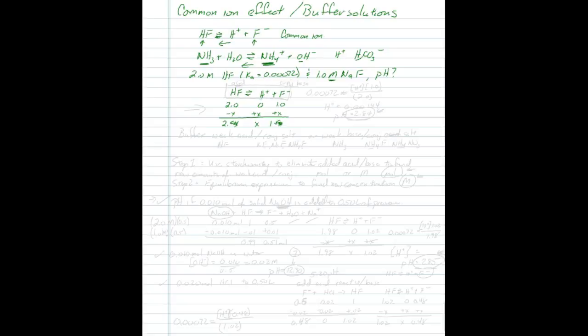So you get 0.00072 equals H plus times 1 divided by 2.0. H plus is equal to 0.00144, and the pH is equal to 2.84.